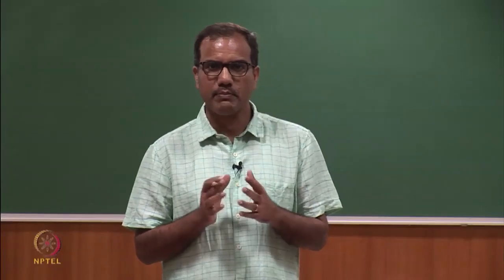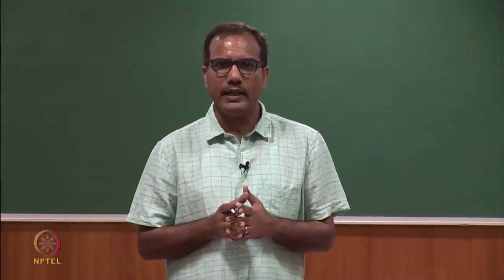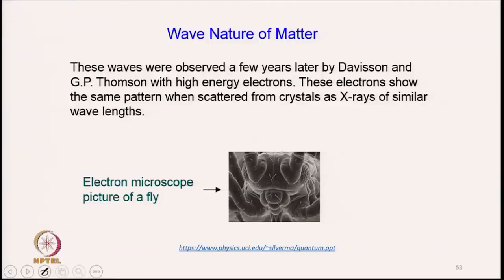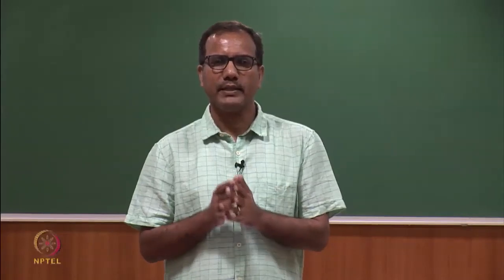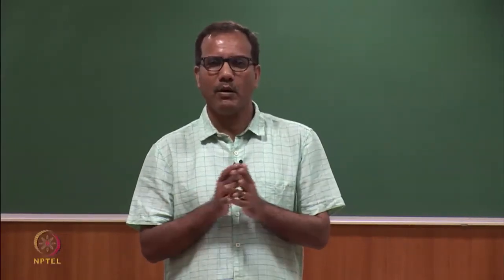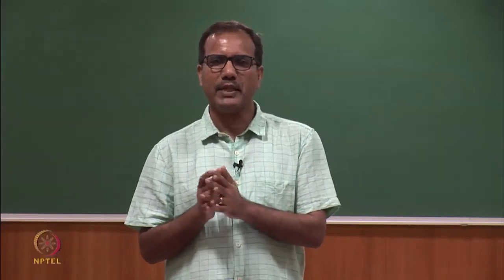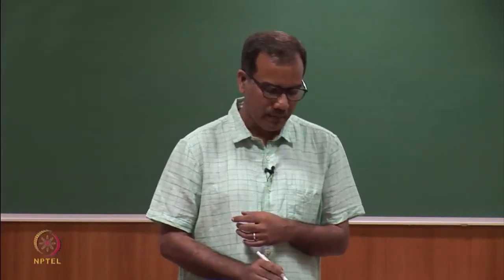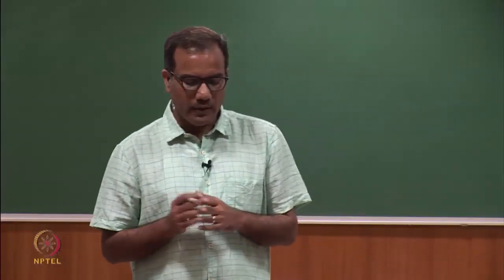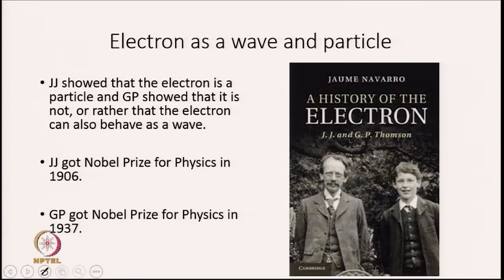And this was first experimentally verified by Davisson and G.P. Thomson with high energy electrons. They showed that electrons also show a diffraction pattern, which is the property of a wave. So, they were able to show that matter, or an electron, can behave as a wave. So, electron as a wave or electron as a particle.